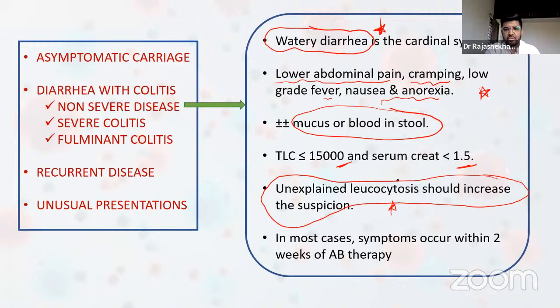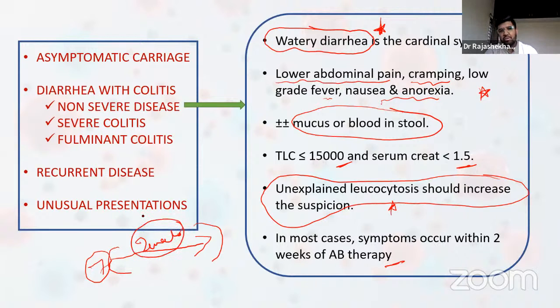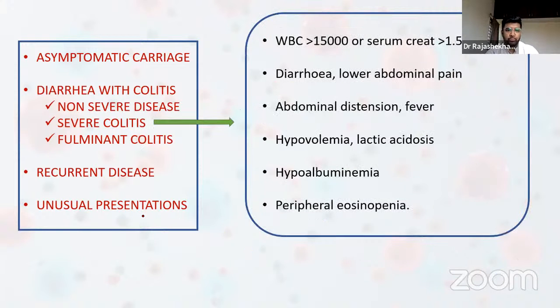And sometimes the symptoms occur within 2 weeks of antibiotic therapy. For example, if the patient has received antibiotics for 7 days and now is discharged, then after completion of the antibiotic therapy, for the next 2 weeks he can have the risk of developing CDI. This is a very, very important thing which everybody should remember. It need not happen during the course of antibiotics. It can happen up to 2 weeks after stopping antibiotic therapy also.